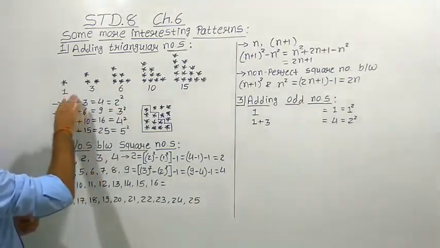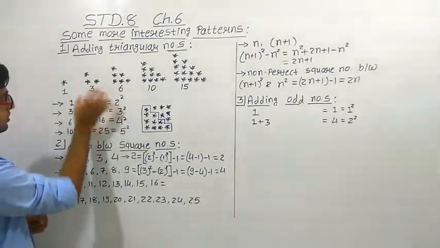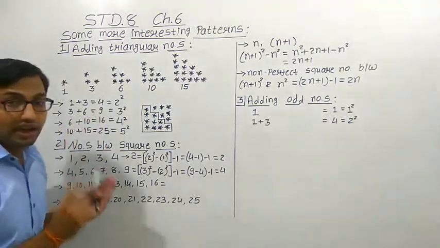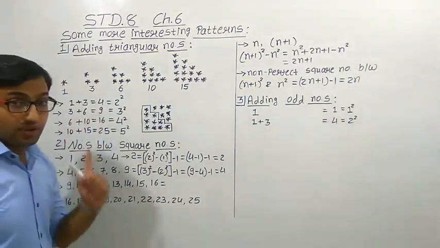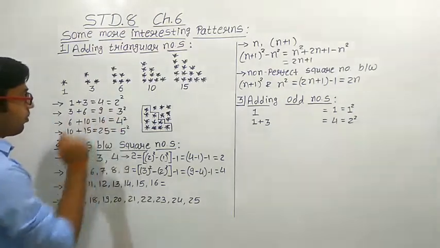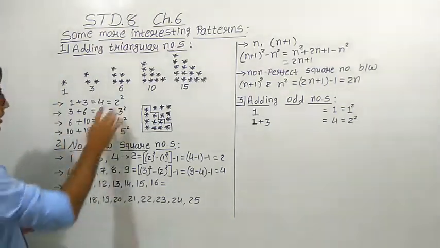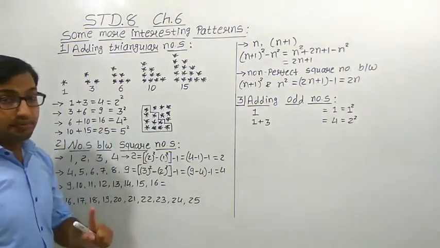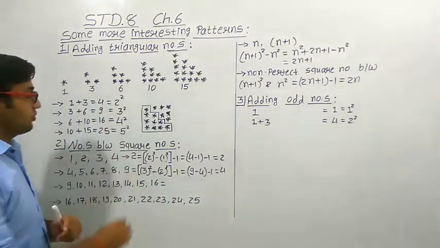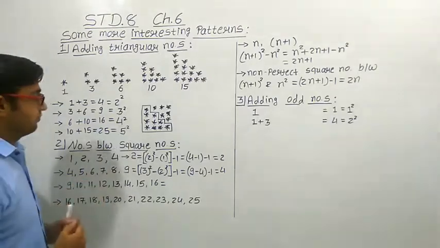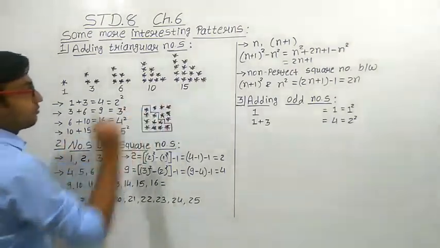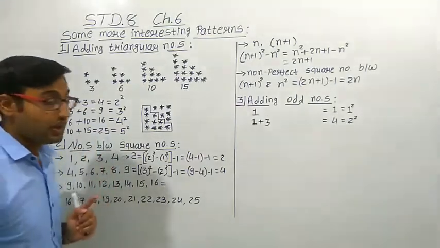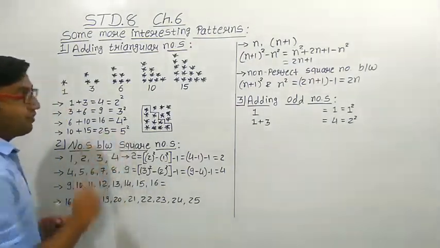In the same way, if we add these two numbers, 3 and 6, then what will happen? 3 plus 6 is what? 9. And 9 is a perfect square number. It is the square of 3. Again, if we add 6 plus 10, then what will happen? We get 16. 16 is a perfect square number. It is the square of 4. 10 plus 15 equals 25. 25 is again a perfect square number and it is the square of 5.